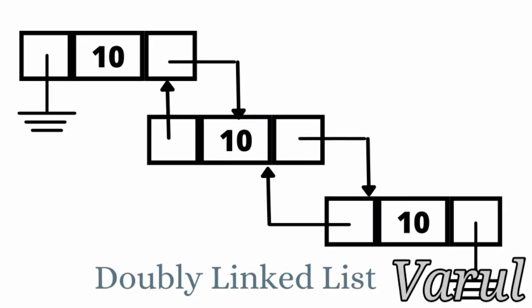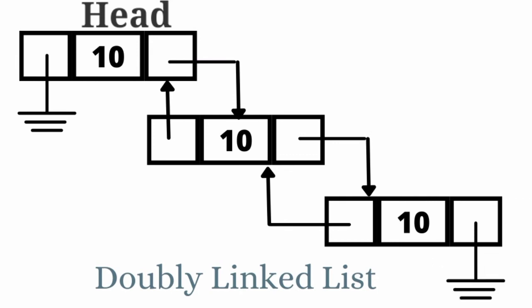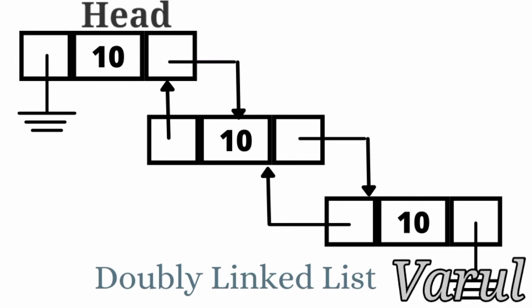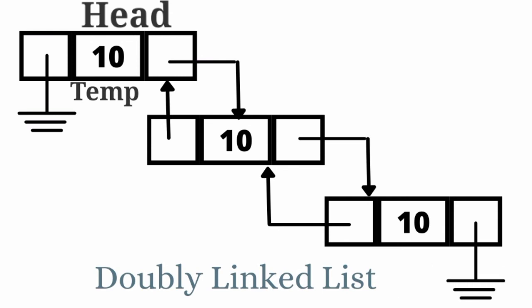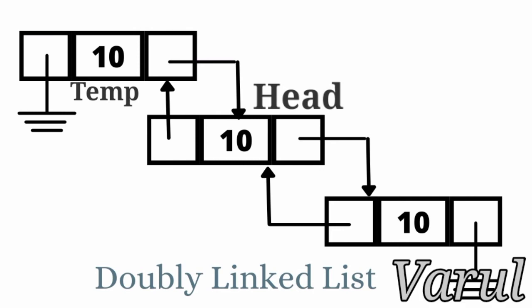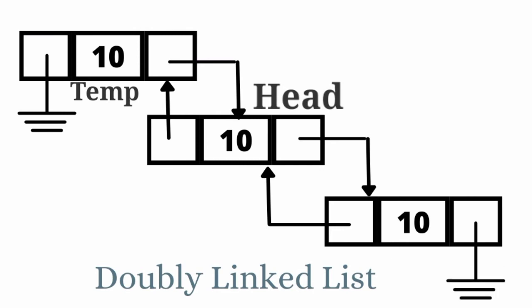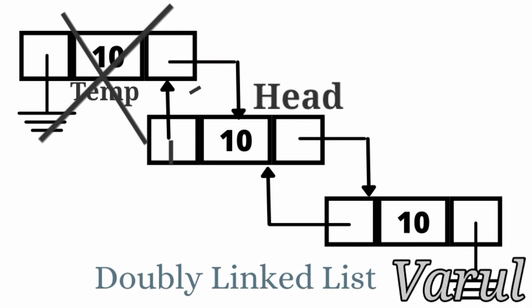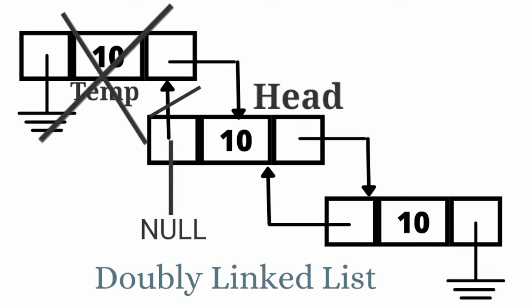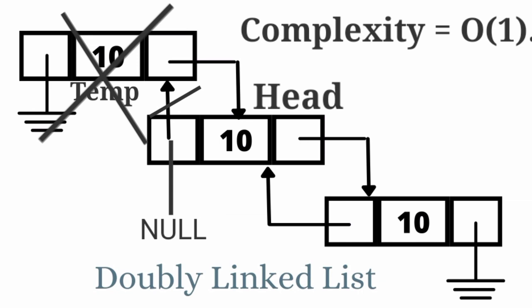Now we will look at deletion operations. First we look at deletion at head. For this take a temp pointer which will point to the head, and then move head to the head's next node, and then delete the temp node by setting head's previous to null. The time complexity will be big O of 1.